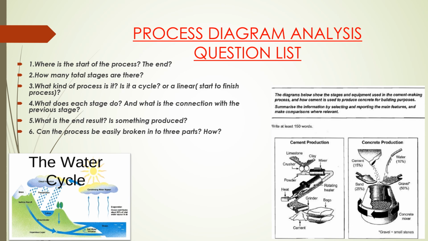Is it a cycle? Cycle in the sense like a water cycle, it starts and it continues. Or is it linear, that is, a start to finish process, where you have an end product, like in cement production. Okay, now what is the end result? Is something produced? Can the process be easily broken into three parts?